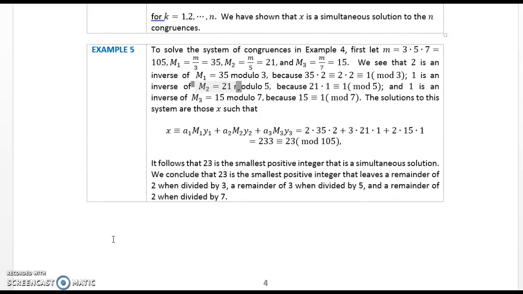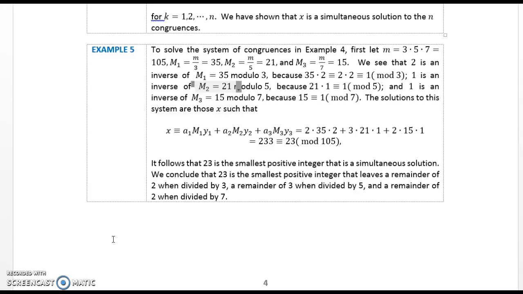We continue our lecture 5, solving congruences, with example 5. To solve the system of congruences in example 4, first let m equal 3 times 5 times 7, equal 105. Big M sub 1 is m divided by 3, equal 35. Big M sub 2 is m divided by 5, equal 21. And big M sub 3 is m divided by 7, or 15.